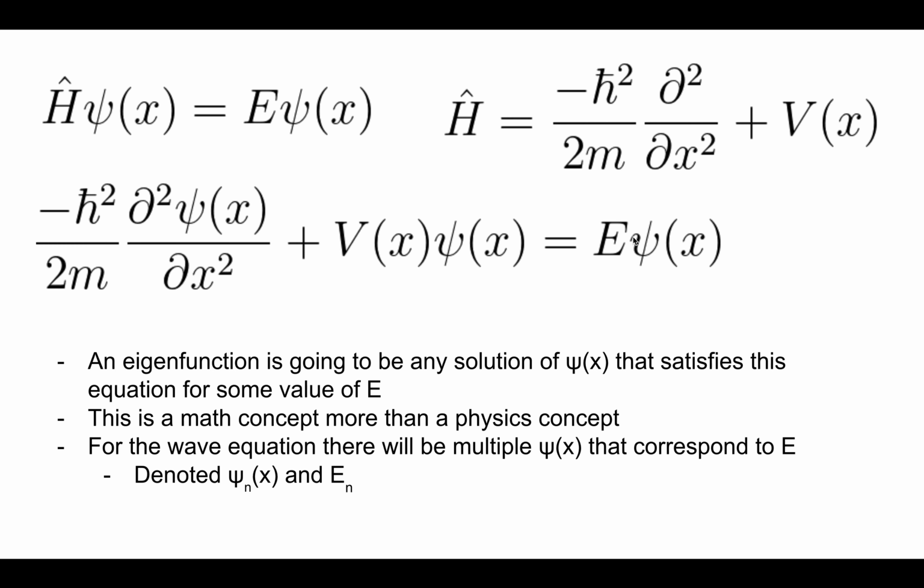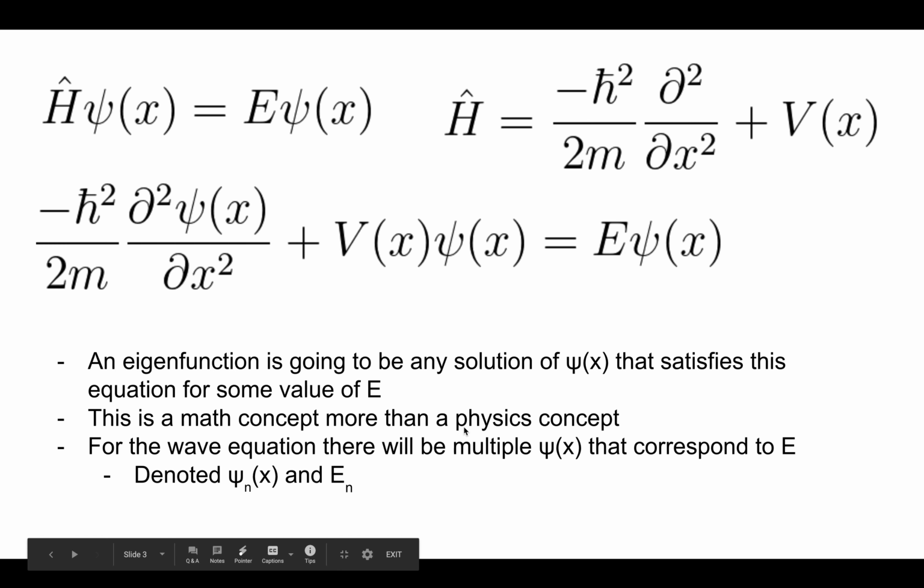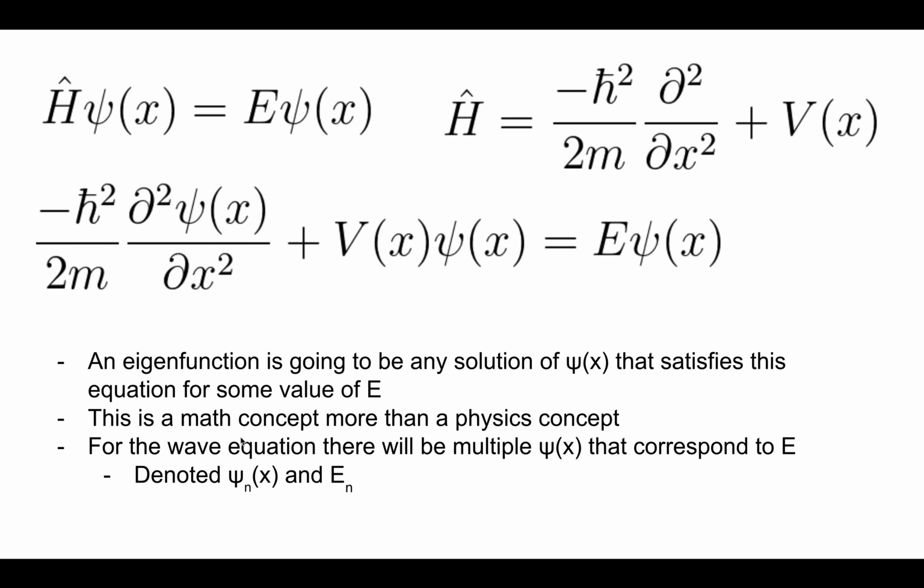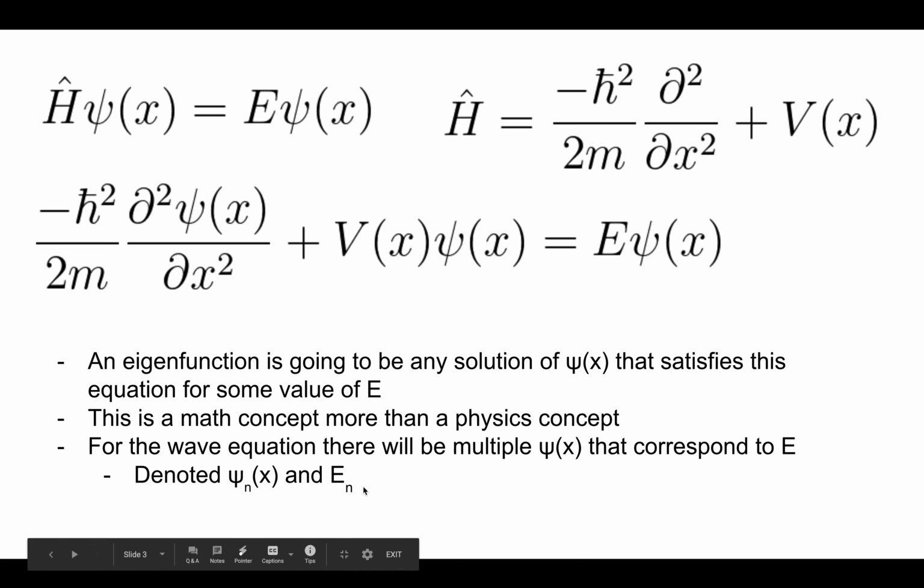So the eigenfunction is just going to be any solution for psi of x that satisfies this equation for some value of E. And this is more of a math concept than a physics concept, but we're using this math terminology to describe what we're doing here. So it's just important to know it. And for the wave equation, something that you should know is there are going to be multiple psi of x's that correspond to E's, and they're usually denoted psi n of x and E n.